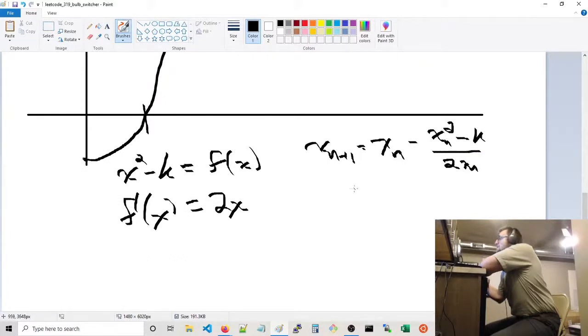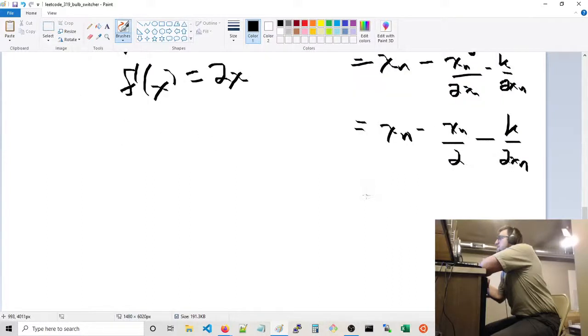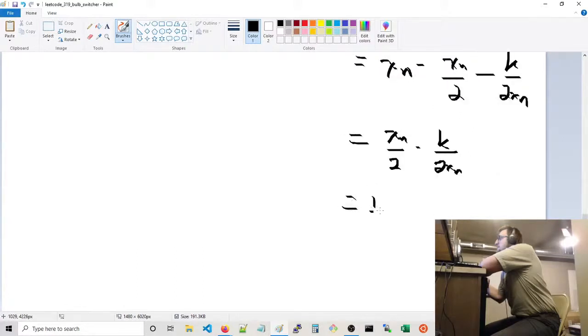Which basically ends up being x sub n minus x sub n squared. Oh no, yeah, I do remember this, right? It doesn't seem right because it's a little funky. It gives you x sub n minus x sub n over 2 minus k over 2 x sub n. So that gives you x sub n over 2 minus k over 2x sub n, which is a half of x sub n minus k over x sub n.